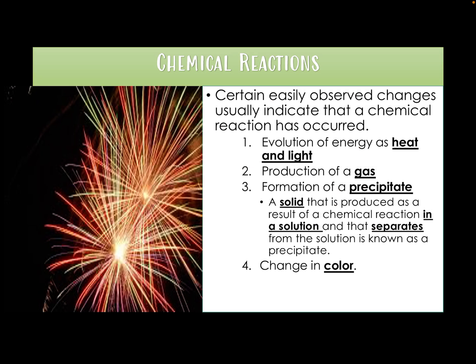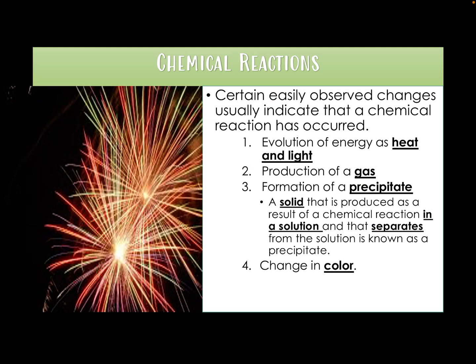There are some observed changes that we can use to tell if a chemical reaction occurred. So the first one is the evolution of energy as heat and light. If something gets hot or if something gets cold, then that can tell us that a reaction has occurred. And if something lights up, that means a reaction has occurred. Production of a gas, if something is bubbling, that means a reaction has occurred.